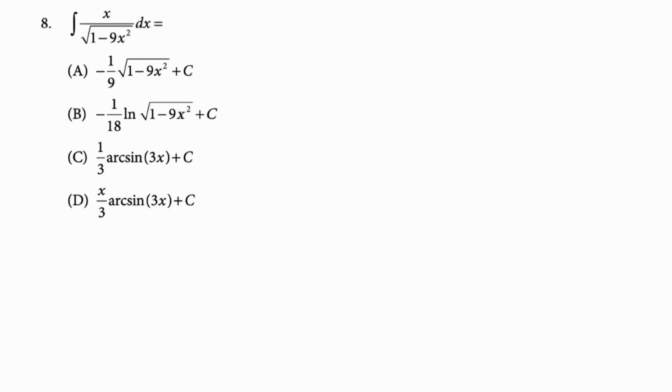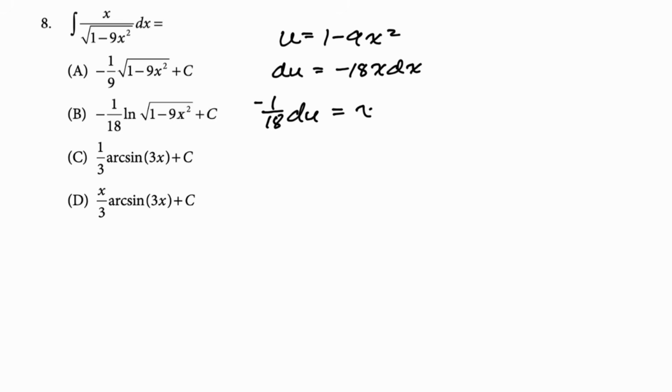I'm going to do u-substitution on this thing. I'm also pretty confident the answer is not B. I'm not just going to pick A at this point, but I'm pretty sure it's the answer. So u-substitution, I'm going to let u be the thing in the radical. And then I'm going to find du is going to be negative 18x dx, which means that negative 1 over 18 du is going to be x dx.